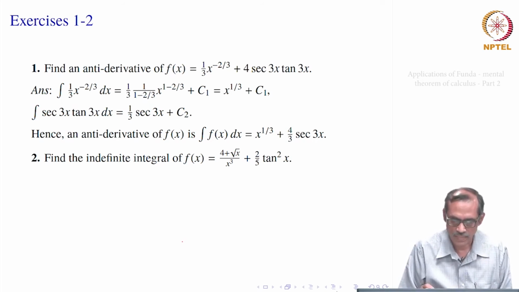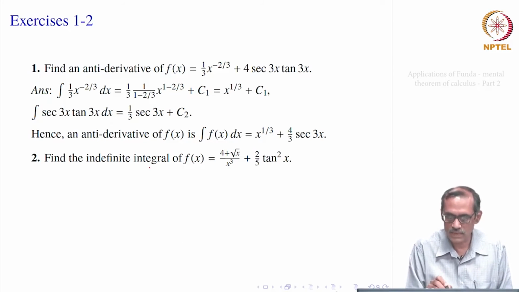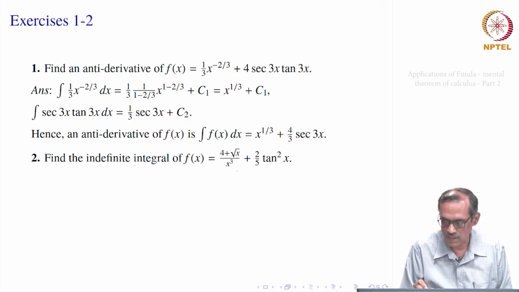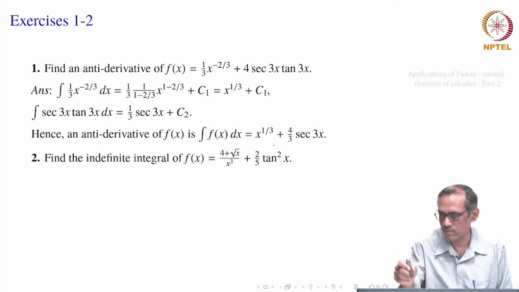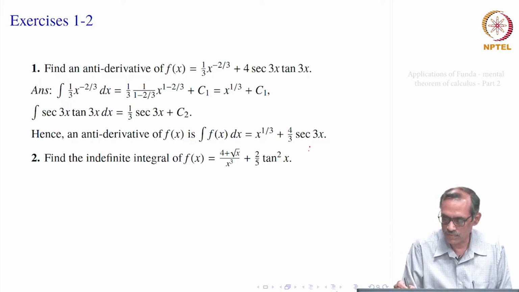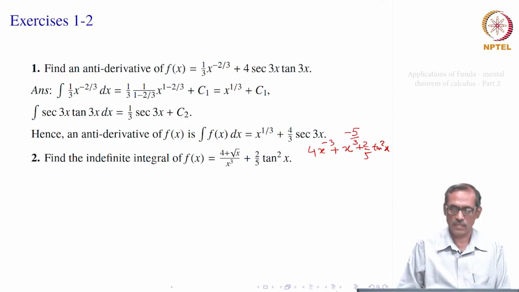always used implicitly. So, we want to find the indefinite integral of this function, 4 plus root x by x cubed plus 2 by 5 tan square x. Sometimes it is better to expand it and write separately as a sum of some things, so that we can use our earlier theorem. So, it is really 4 x to the power minus 3 plus x to the power half minus 3. So, that is minus 5 by 2 and plus 2 by 5 tan square x. That is how it looks.